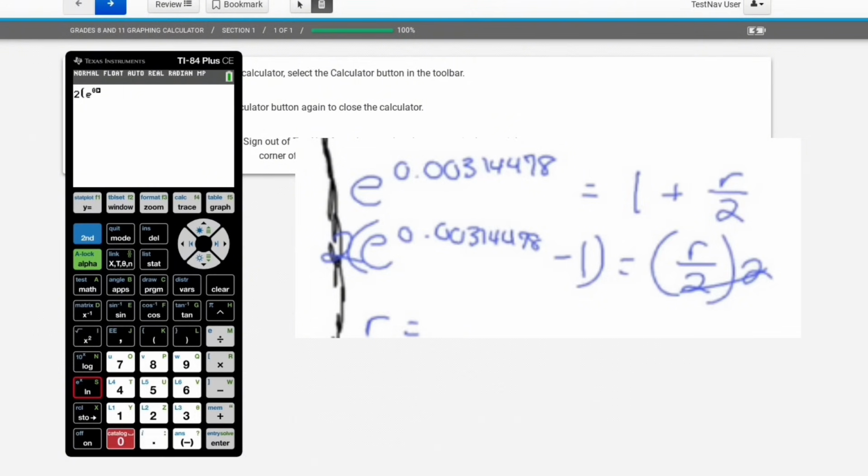And it's going to be 0.00314478. Okay, let's hit right. Let's subtract 1, close it, hit enter, and we get 0.006299. So let's do that. Let's do the whole thing.